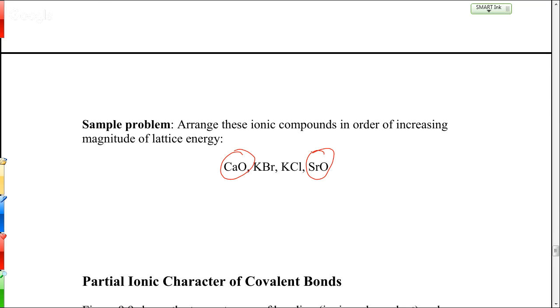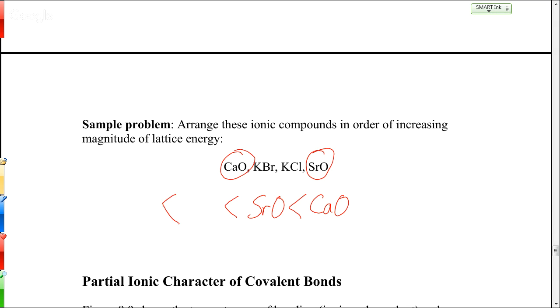Within those groups then, what's going to have the greatest lattice energy? Calcium oxide or strontium oxide? Strontium oxide. Why? It's bigger. Right, but it's the opposite. You're right that strontium oxide is bigger, so calcium oxide will have the stronger lattice energy. So calcium oxide should be our greatest magnitude of lattice energy, followed by strontium oxide.